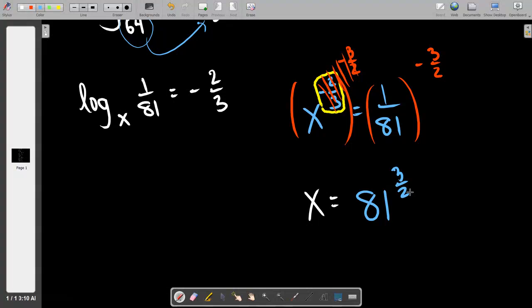And now we got to do the math. We should always do it in this order. What is the second root of 81? And what is 9 to the power of 3? Our answer then to this equation is x equals 729.